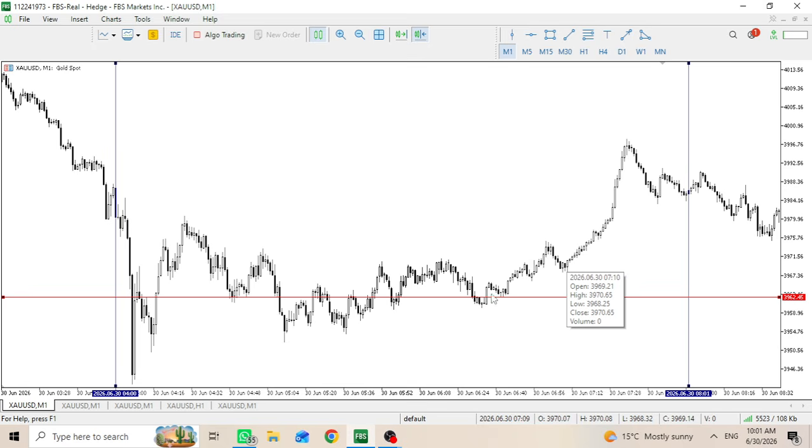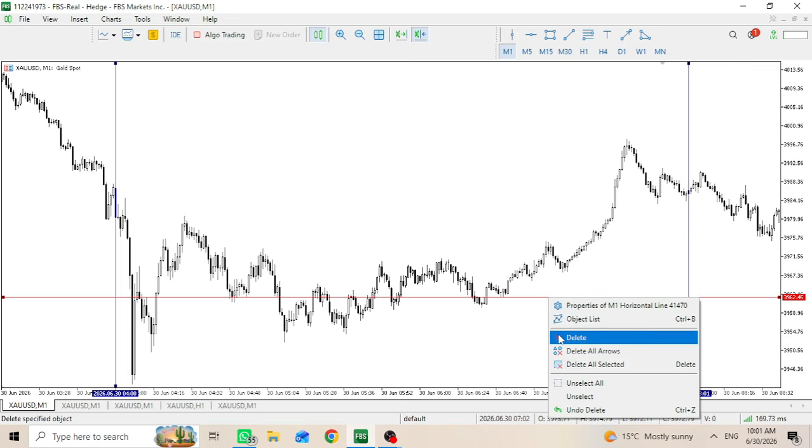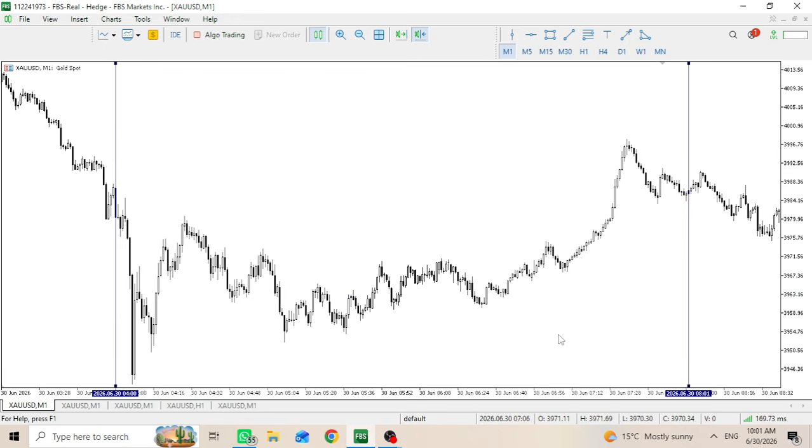So you can see the market tried to break the low of the first 10 minutes, and immediately it reversed. You should be able to anticipate these. You can see the 7 a.m. low was formed within the first 10 minutes, and then boom.